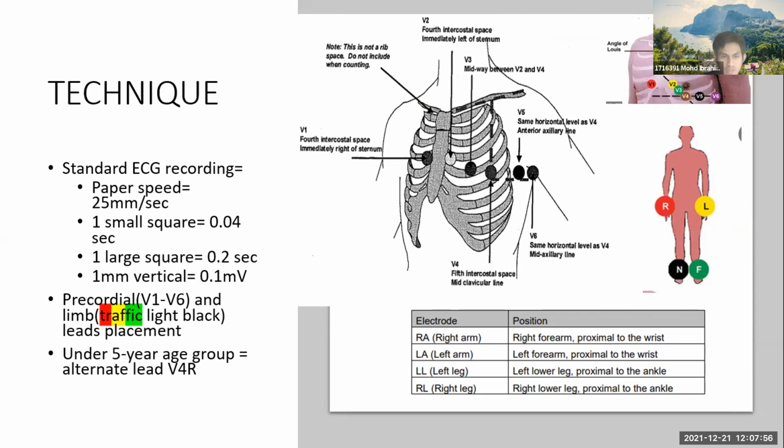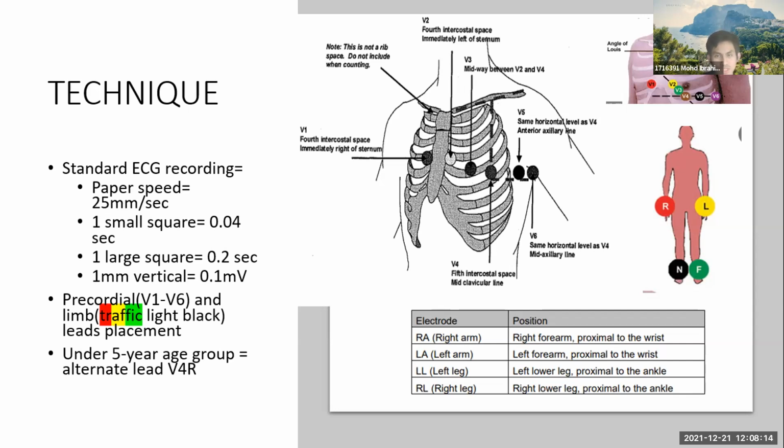So for the precordial leads placement, V1 we place it in the fourth intercostal space near the right sternum. V2 at the fourth intercostal space near the left sternum. V3 is between V2 and V4.